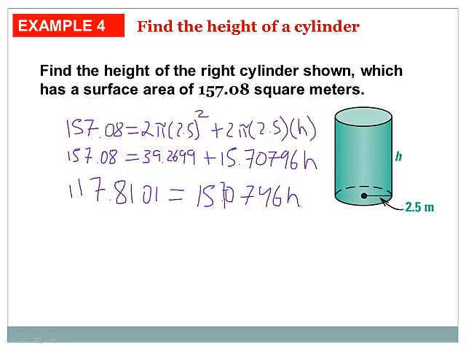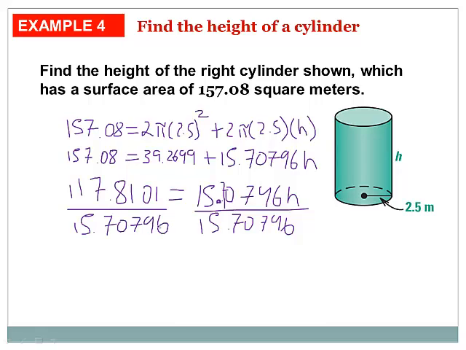That equals 15.70796 h. So it's basically a complicated algebraic problem with decimals. I subtracted the 39.2699 from both sides, and then I divide both sides by 15.70796. When you do that, you get roughly 7.5 meters is your radius, or I'm sorry, is your height.